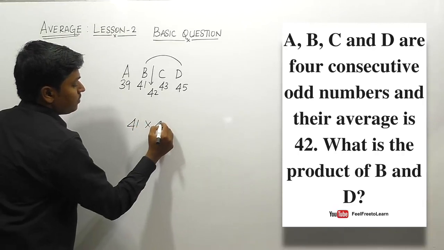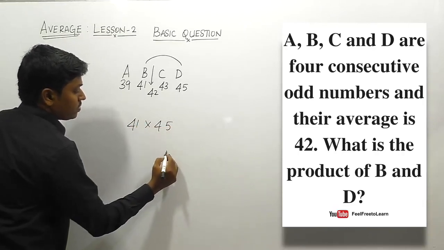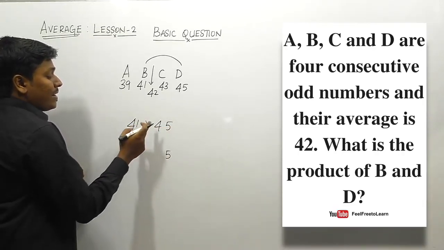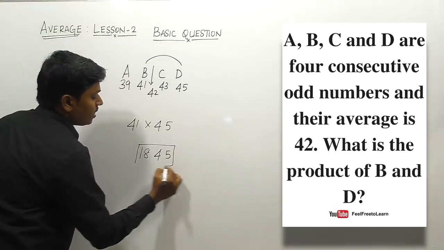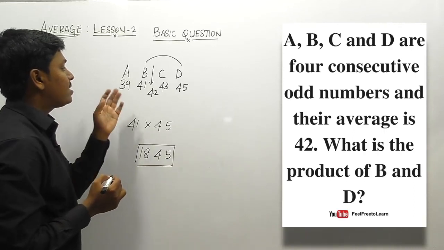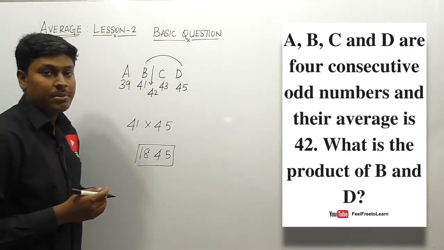So 41 into 45. So 5, so next will be 20. So 20 plus 4 will be 24. So remainder will be 2, that is 18. So finally we got an answer, that is 1845, which is product of B and D for question number 6.